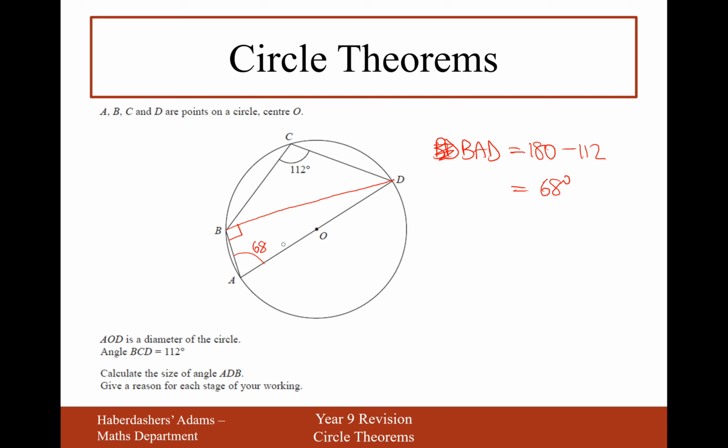And the answer, A to D to B, will be this angle up here, and that will be whatever's left from 180 inside your triangle, which will be 12 degrees. So ADB equals 12 degrees.